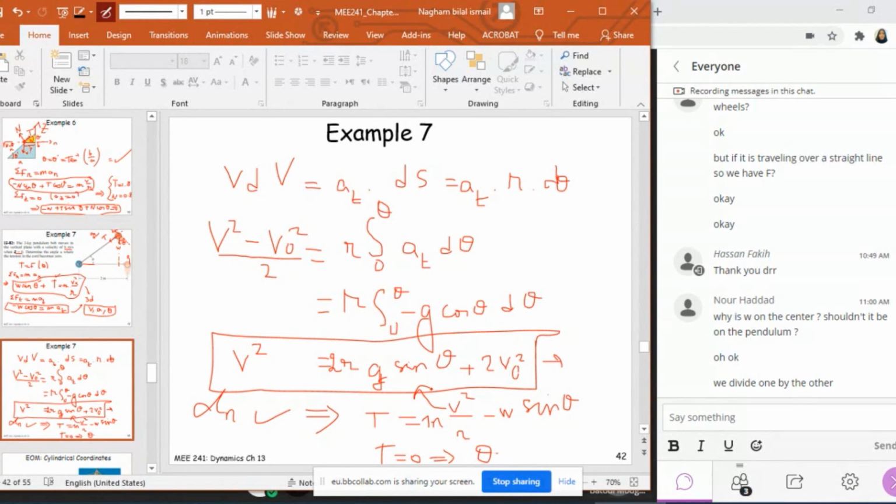Now I can find what theta is at which T is equal to 0. T equal to 0 means that this is the theta at which this light rope is broken. Whenever this light rope is broken, there is no T. So I need to find what theta is at which T is equal to 0.